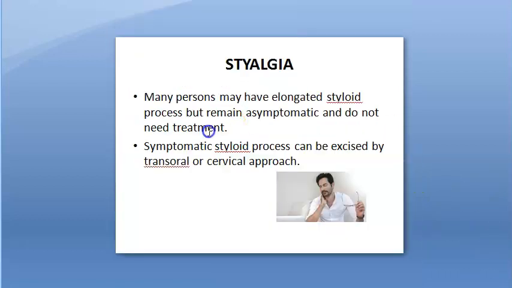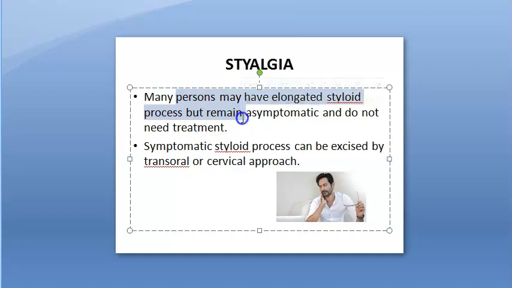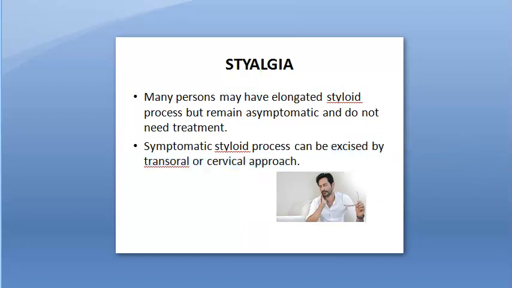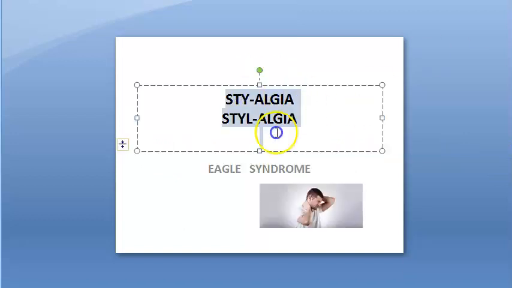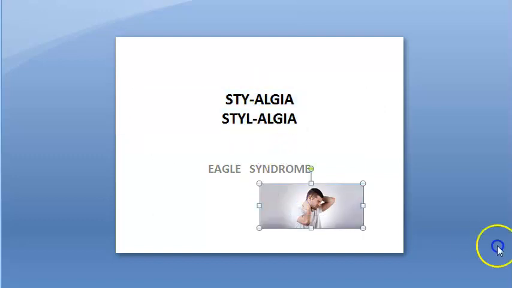Finally, what will we look at? Treatment. Mostly people are asymptomatic, so there is no need for treatment for those people. But for others, you will excise the styloid process by a transoral or cervical approach. Two approaches they have given. Transorally you can go, or cervically you can go and excise the styloid process. Not much detail about that, but now you have understood stylalgia or styalgia, Eagle syndrome.